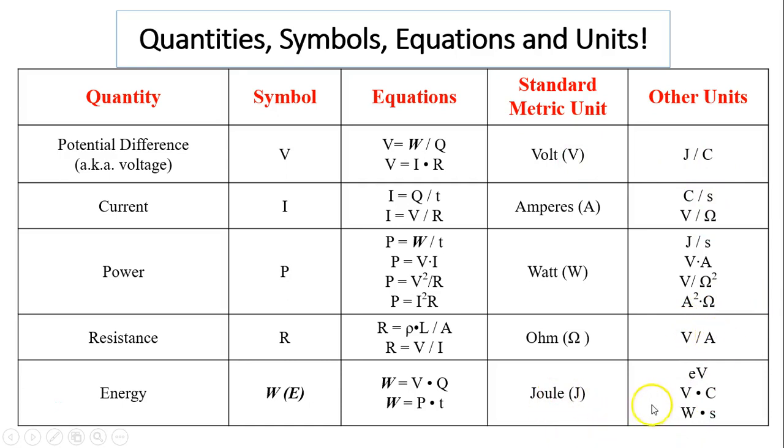Here are the units for joules. Electron volts, remember, that's a unit for energy. We also talked about the kilowatt hour as a unit for energy. A watt times a second is a unit for energy, and watt times second is equivalent to joules. Volt times coulombs is equivalent to joules. The electron volt is not equivalent to joules. These are the other units, okay? As a matter of fact, one electron volt is 1.6 times 10 to the negative 19 joules.